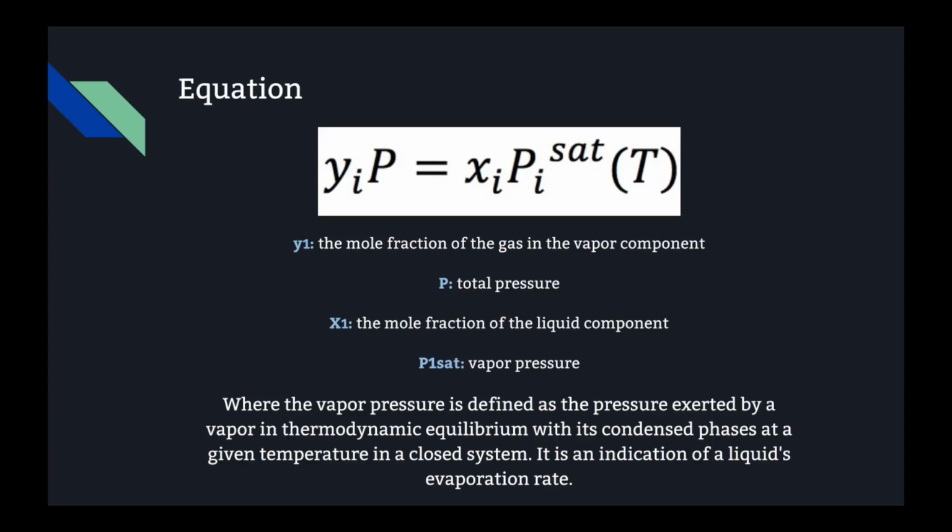So this is the equation for Raoult's law, which is y_i P is equal to x_i P_i^sat at a certain temperature, where y_i is the mole fraction of the gas in the vapor component, P is the total pressure, x_i is the mole fraction of the liquid component, and P_i^sat is the vapor pressure, where vapor pressure is defined as the pressure exerted by a vapor in thermodynamic equilibrium with its condensed phases at a given temperature in a closed system. It is an indication of a liquid's evaporation rate.